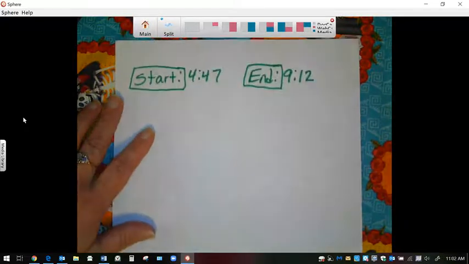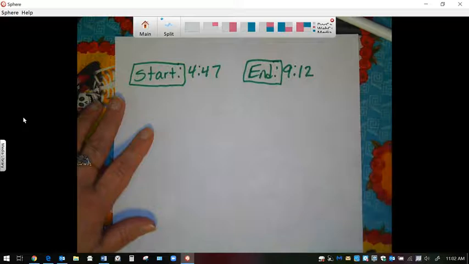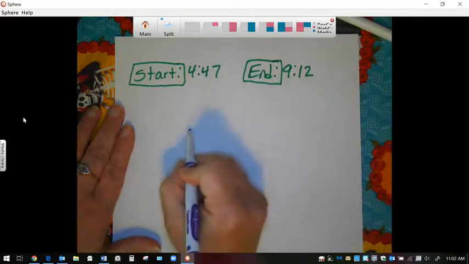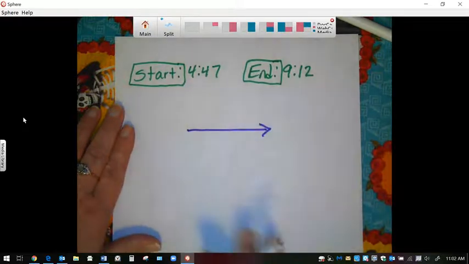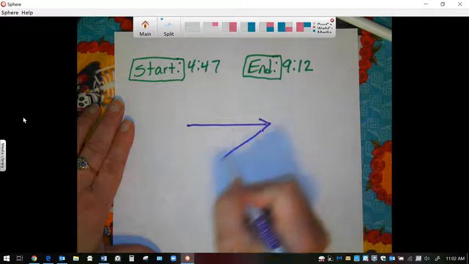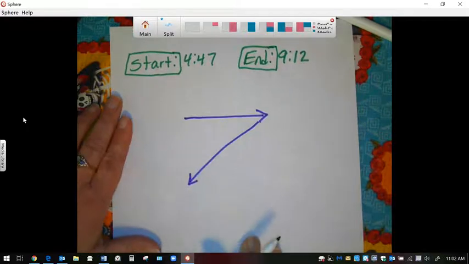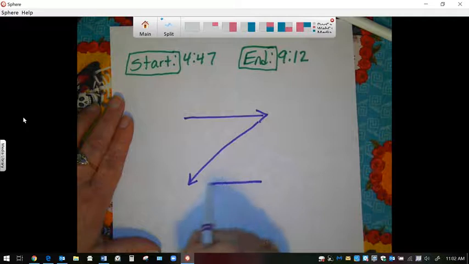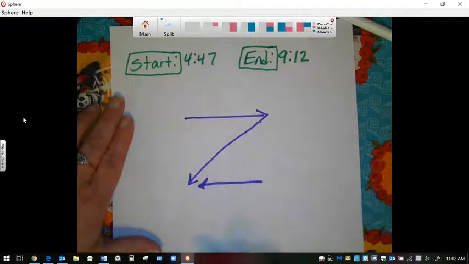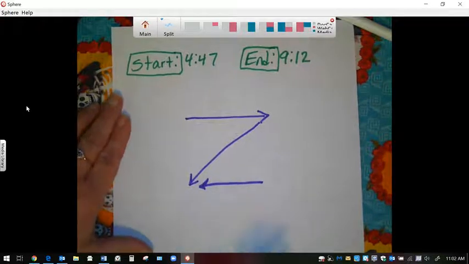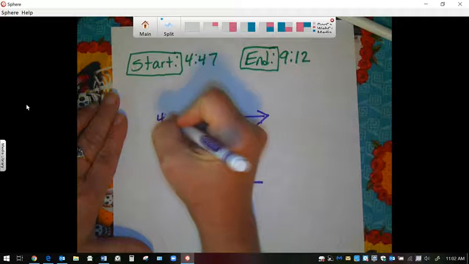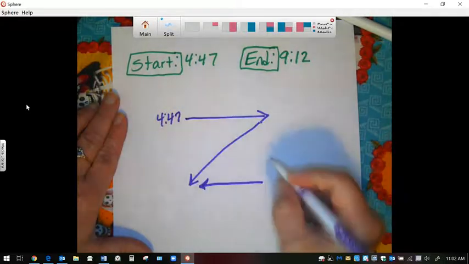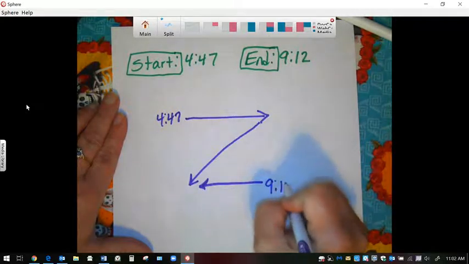I am going to draw a Z with arrows. So I'm going to go this way. Then we're going to go down with your arrow. And the last line, it's a little bit backwards, so we're going to draw the arrow going this way. And that makes my Z. The start time goes in the beginning, 4:47. The end time is going to be 9:12.